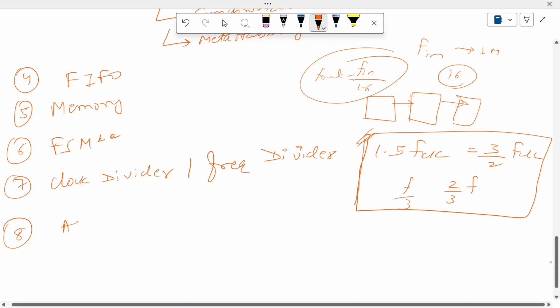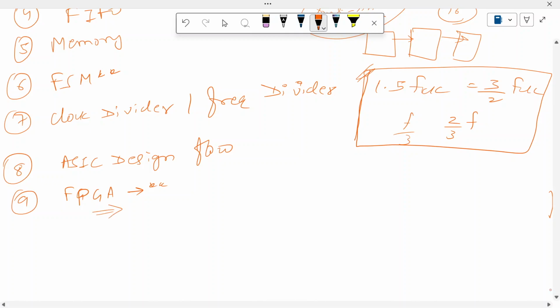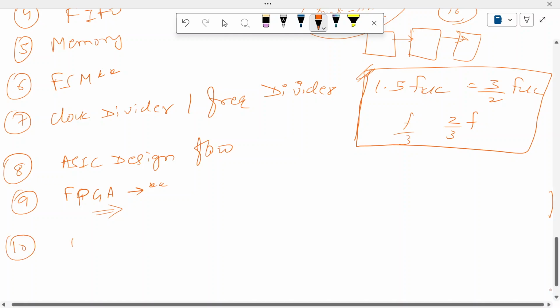Then you must be very good with your ASIC design flow, basic theoretical knowledge, ASIC design flow. If you have a project based on your FPGA, that would be an added benefit, but it's not that much required. But if you have that knowledge, ultimately the most important thing is whatever you are mentioning in your resume, you must be thorough such that whatever they ask you, you must be able to satisfy them. And then your last topic will be design for testability. This topic is particularly required in your DV profile. So if you are familiar with this, it would be an added benefit.